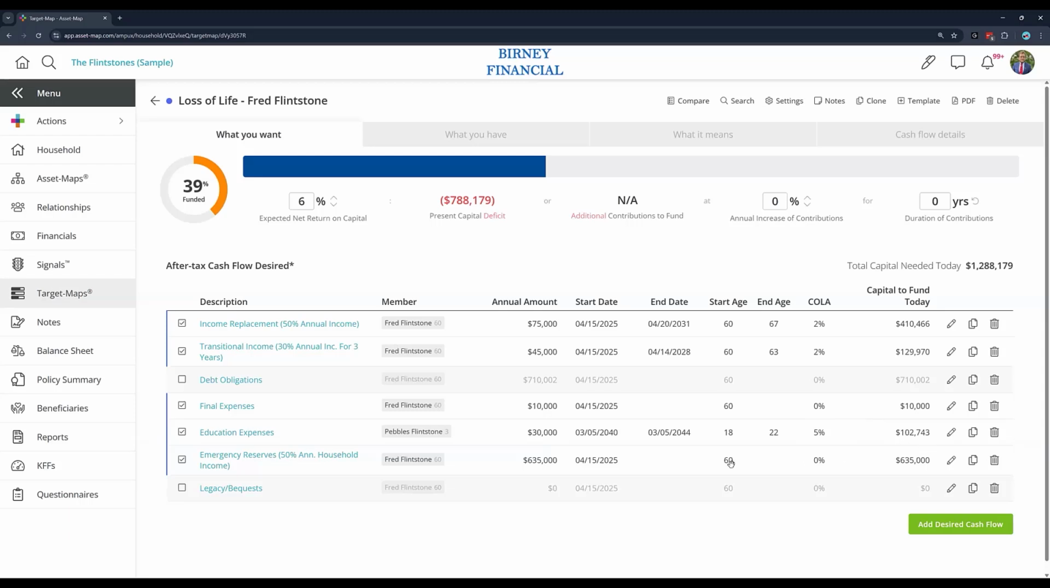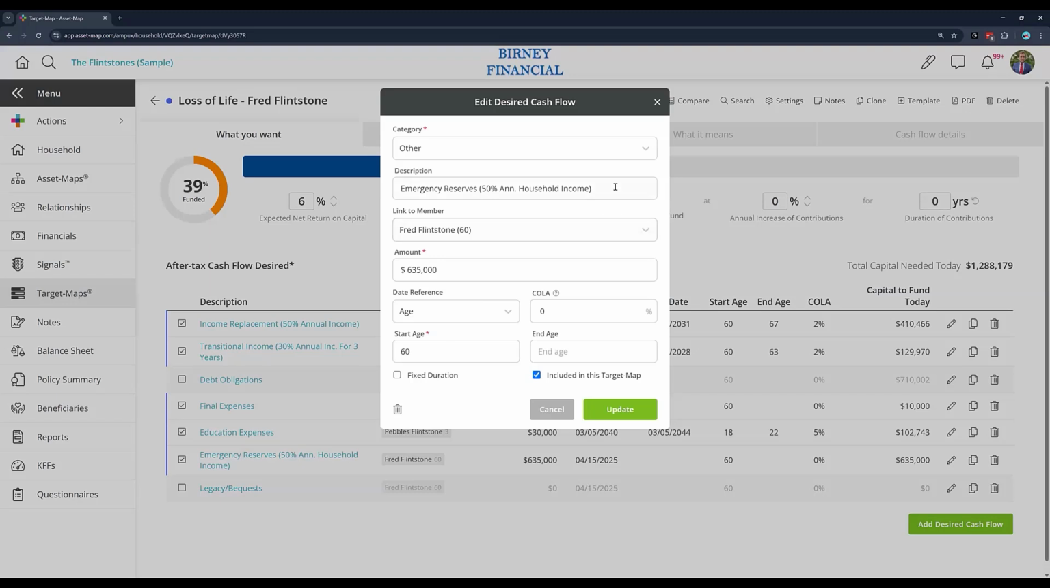Then last but not least, down here we have emergency reserves. Here is a pile of money for you, Wilma, if you need it. Now this number is probably way too high, so I'm going to come in and edit it. Let me take this language out of here because I'm not going to use half of the entire household's income. For one, they have a business on this map. That business is probably skewing this number up a bit.